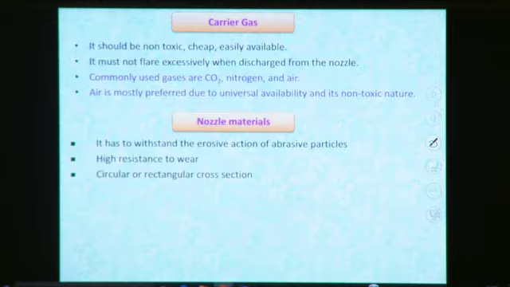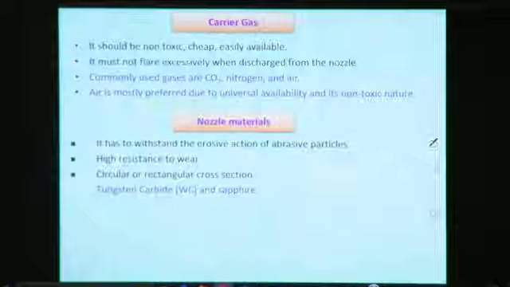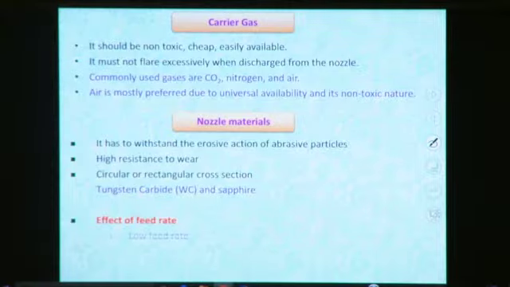It has a circular or rectangular cross section. There are different kinds of nozzles. Two nozzle materials are used: the first one is tungsten carbide and the second one is sapphire. One interesting thing I want to show here.